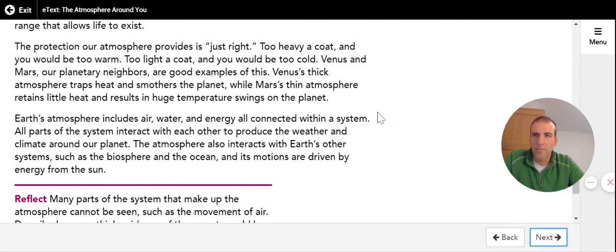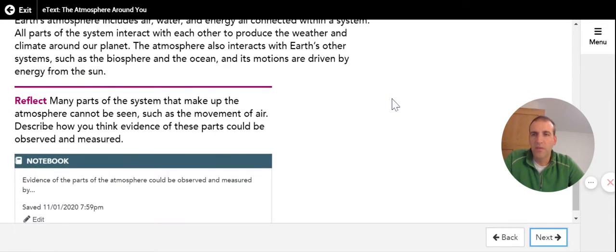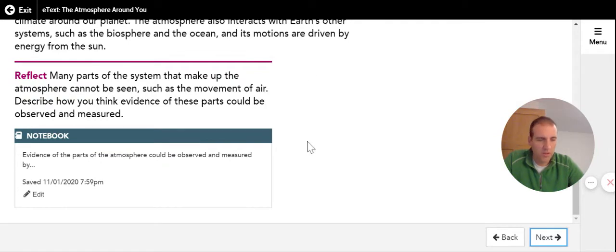So then we've got some reading on this slide. There's a reflection question once you have read through the first page, which is page 49 in the textbook. It says, many parts of the system that make up the atmosphere cannot be seen, such as the movement of air. Describe how you think evidence of these parts could be observed or measured.